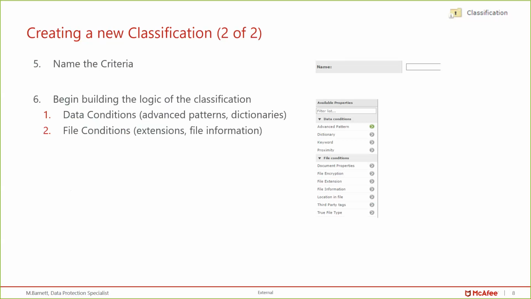Down below, you'll also see that we have file conditions, so that could be some sort of document property, whether the file is encrypted or not, some sort of extension it might have, different file information like the size or the owner or when it was last modified. We can leverage some third-party tags as well. If you're familiar with Titus as one of our partners, if they're already classifying a document, we can certainly integrate into that. As well as the true file type, which is what the file actually is, like is it audio, is it text? So it's a little bit more granular than, say, a file extension.